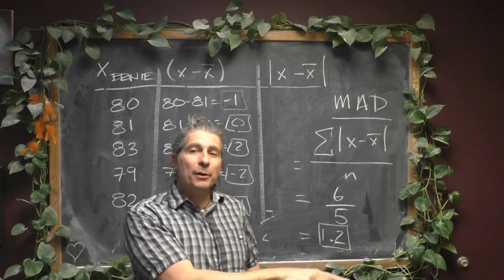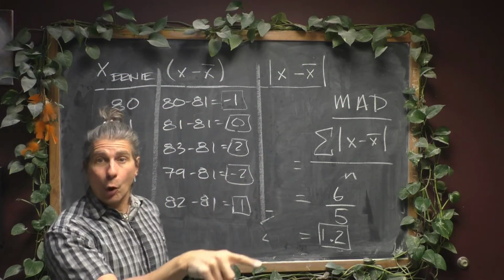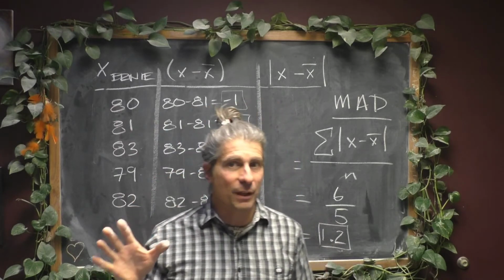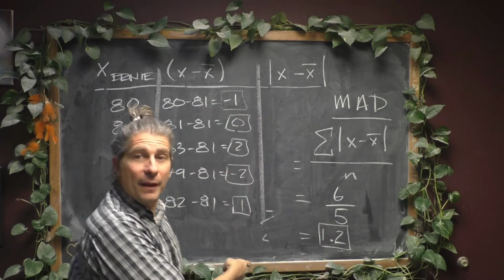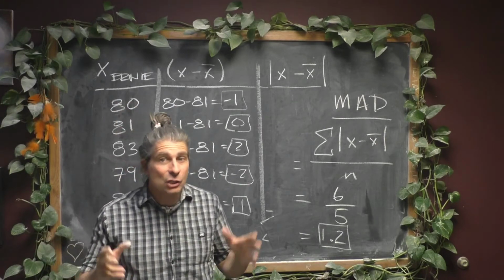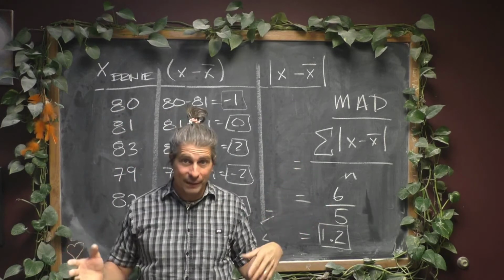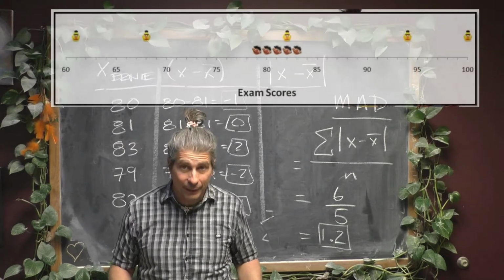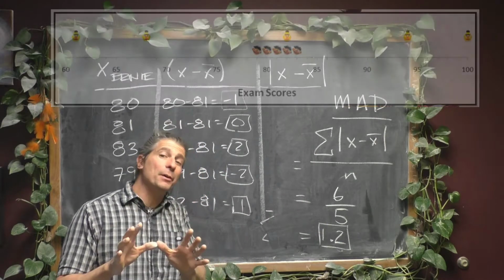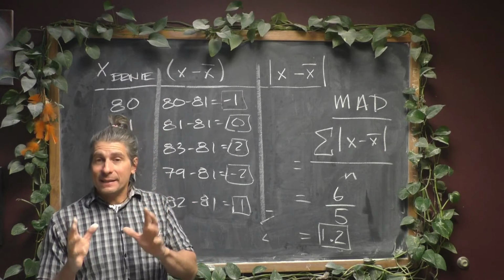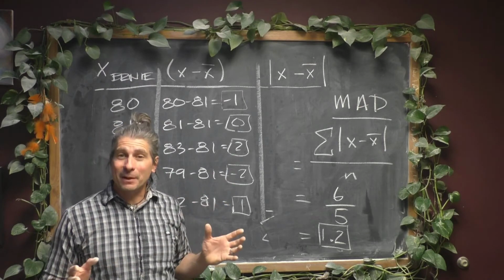I'm going to have you calculate Bert's like this in your homework, but all I'll say with it is right now, his is going to have to be larger than 1.2 because his tests are more varied. As we remember, they start down at 61 and go up to 100. Those distances are way greater. So when you calculate Bert's, realize that his mean absolute deviation is going to be much larger.